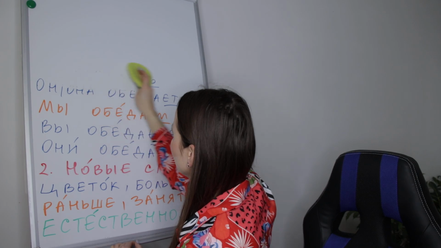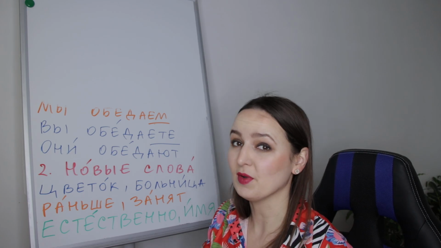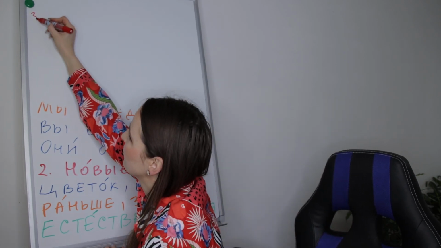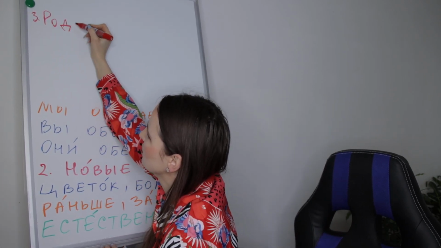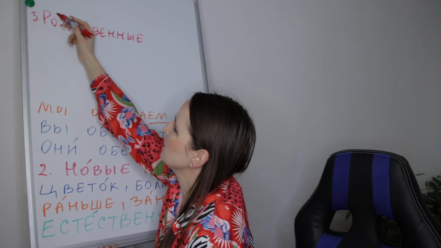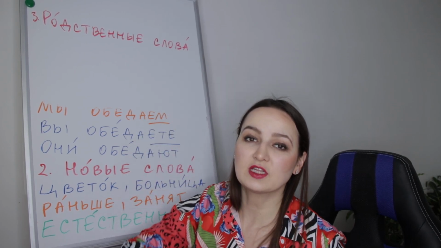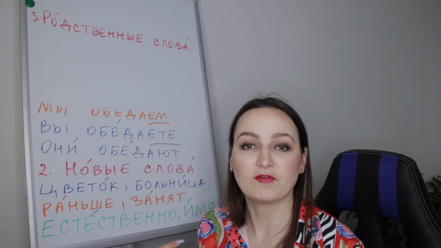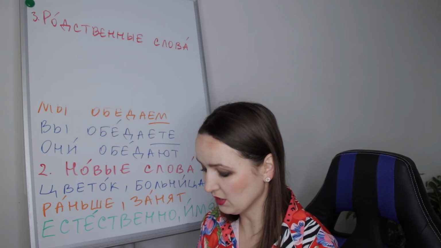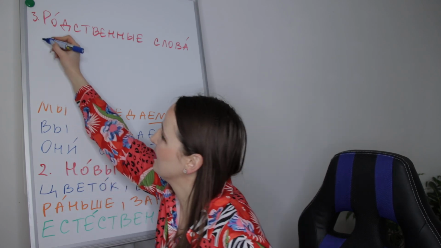Идем дальше. Let's continue. Номер 3. Number 3 is about words from the same family. In Russian we call them родственные слова. Words from the same family, words with the same root. And today's first word will be our verb обедать.